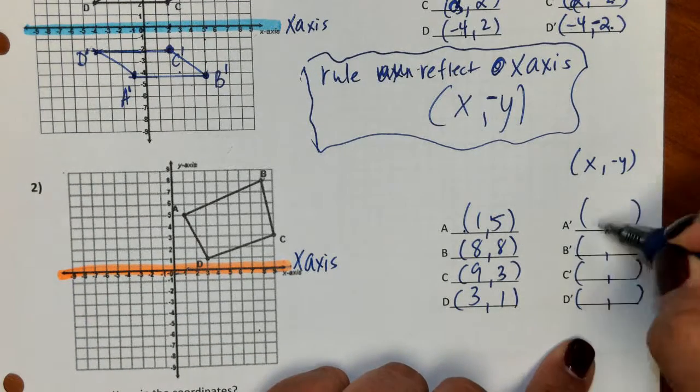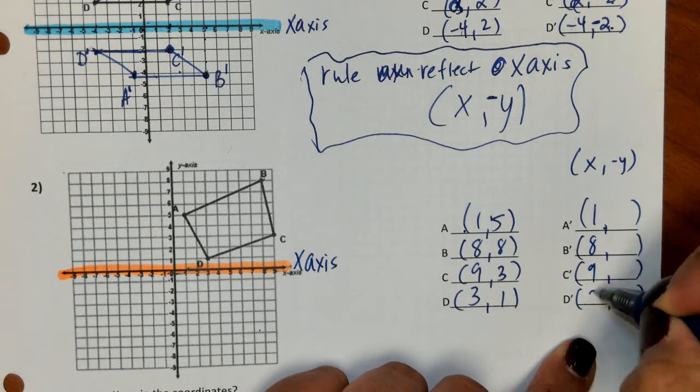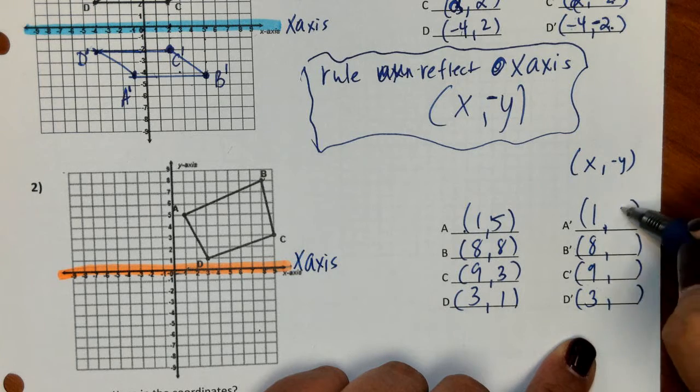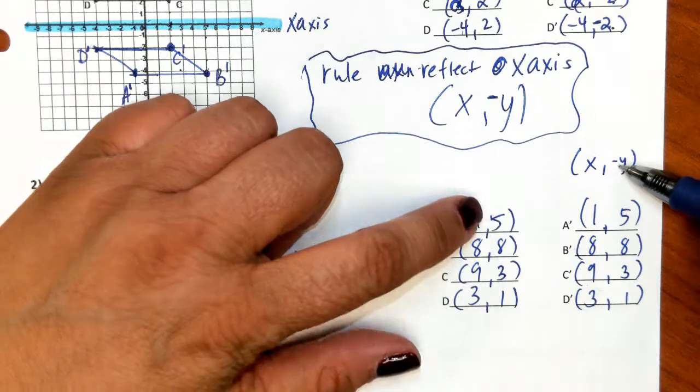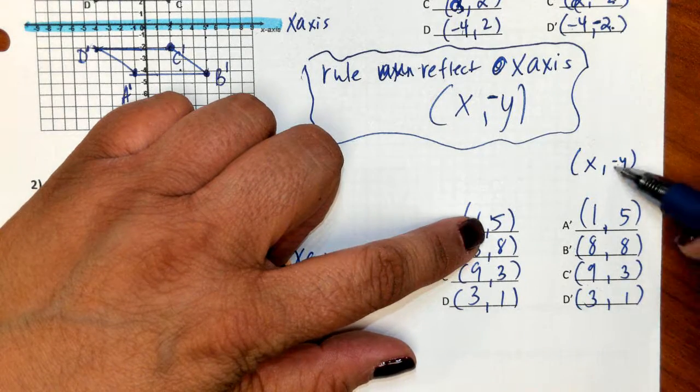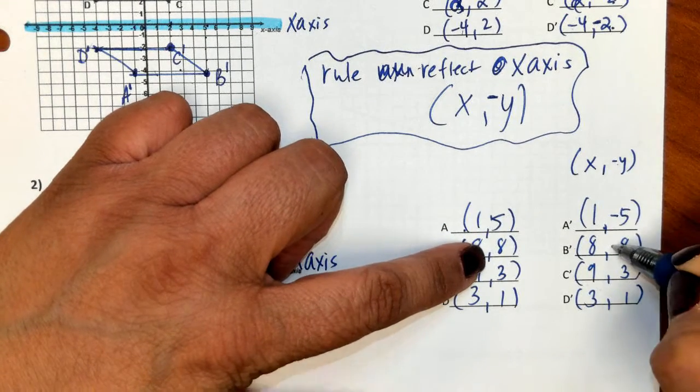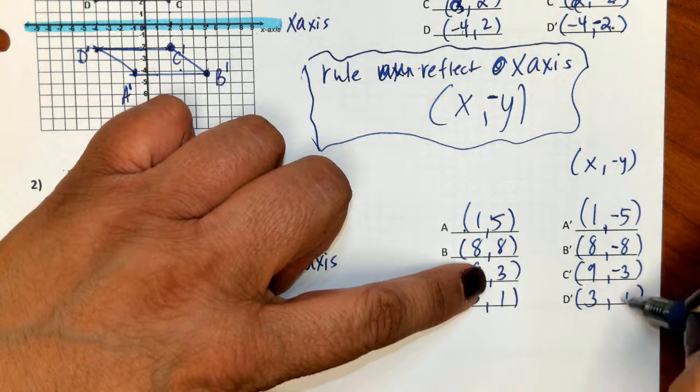Take all the x's, write them down. 1, 8, 9, and 3. What do you do with the y's? Write all the numbers down. Just carefully write them down. And now look to change the sign. It's the opposite. It was positive, now it's negative, negative, negative.